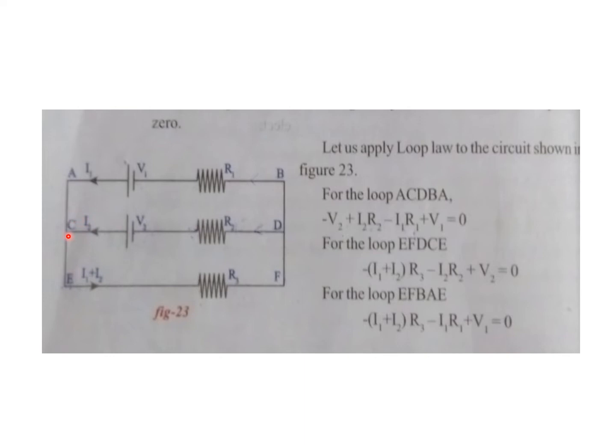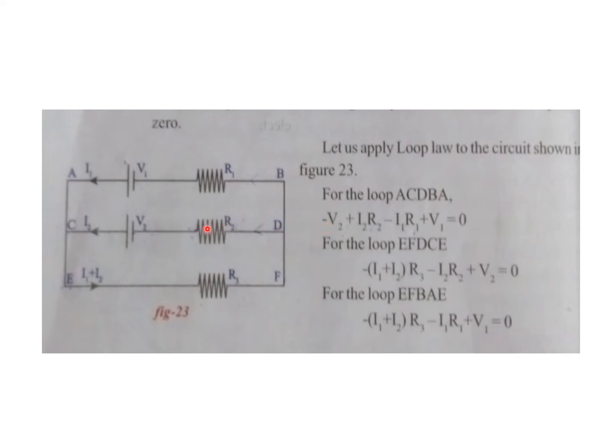When I am moving from A to C, when I reach the point C, the direction of flow is through the battery from the positive terminal towards the negative. The direction of current is shown by the arrow mark here. So the direction of our movement and the direction of current at this point is opposite. So the sign convention for the voltage at this point is negative. That's why it is taken as minus V2.